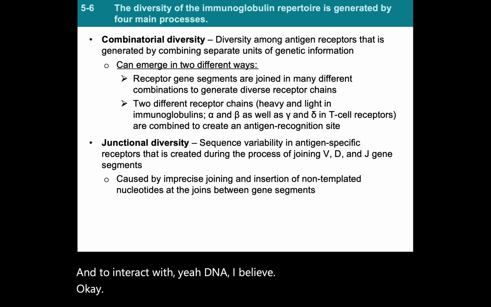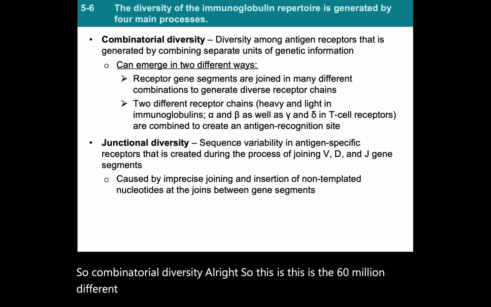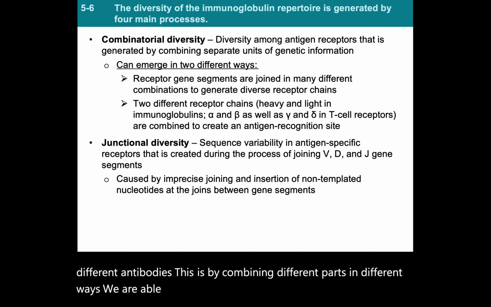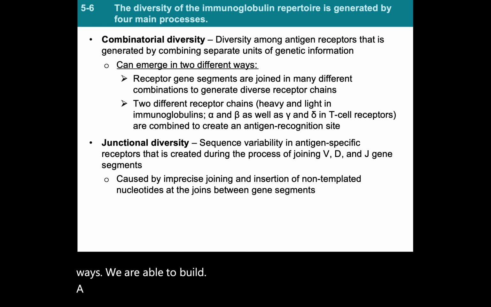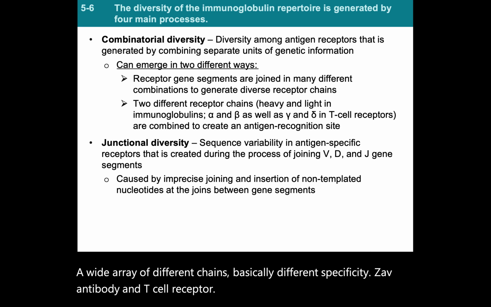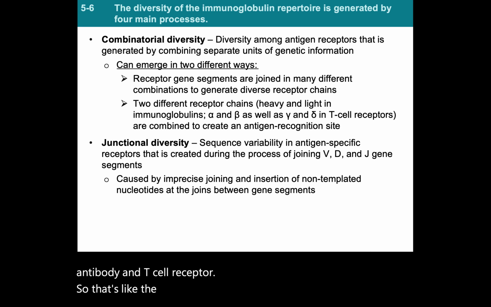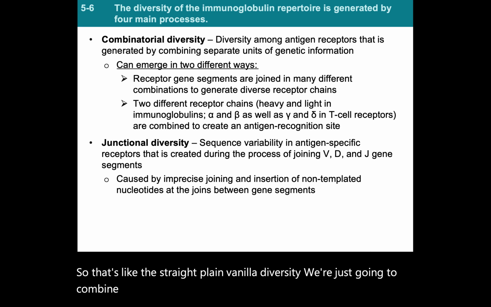So, combinatorial diversity. All right, so this is the 60 million different antibodies. By combining different parts in different ways, we are able to build a wide array of different chains, basically different specificities of antibody and T cell receptor. So that's like the straight plain vanilla diversity. We're just going to combine two things and not mess anything up.